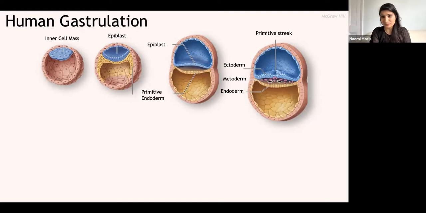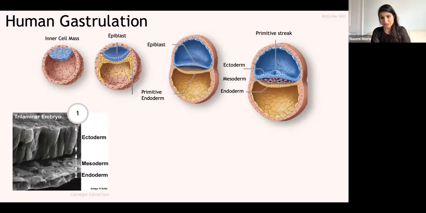The first really important thing is that it forms the three germ layers. This is the canonical definition of gastrulation: you form the ectoderm, which will go on to give rise to the outside of the embryo, so the skin, but also the nervous system and other tissue types; the mesoderm, which will go on to give rise to the muscle and bone; and then the endoderm, which gives rise to a lot of the internal organs like the gut. That's probably the most key feature of gastrulation in any animal, and that's how this happens in the human embryo.